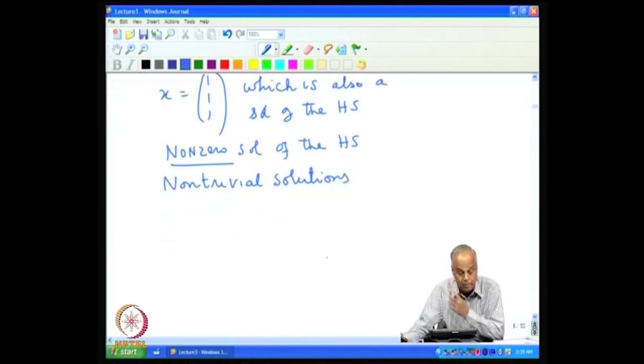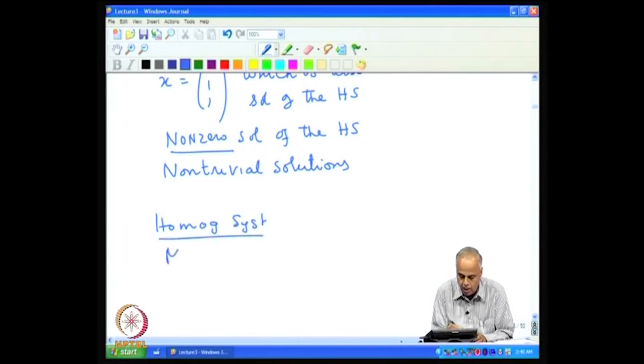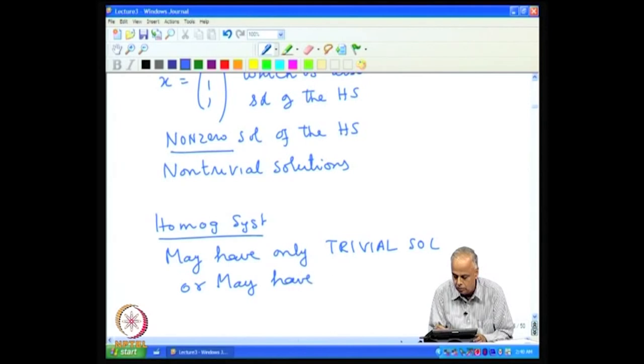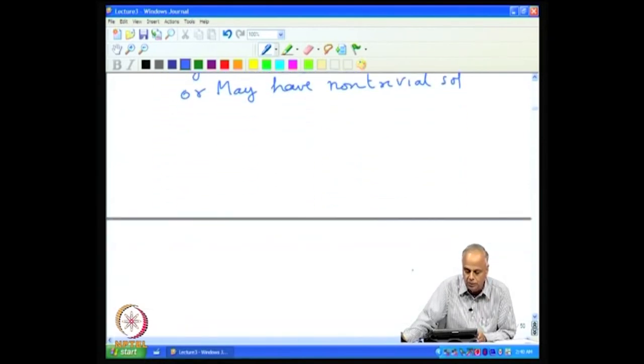So, a homogeneous system in general can have trivial solutions only, or it may have trivial as well as non-trivial solutions. Homogeneous systems may have only trivial solution or may have non-trivial solution. The fact whether it has only trivial solutions or whether it has non-trivial solutions is going to have an impact on the solution of the non-homogeneous system, which we shall see shortly.